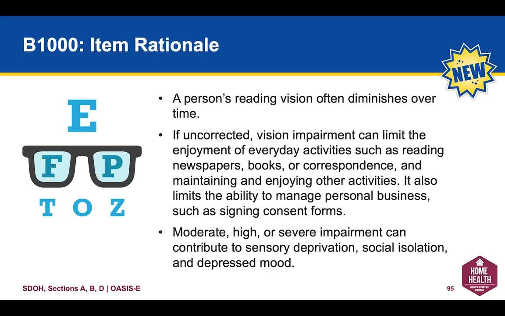The rationale for collecting this information is that a person's reading vision often diminishes over time. If left uncorrected, vision impairment can limit everyday activities that the patient normally would like, reading newspapers, books, correspondence, or even participation in activities. It can also limit the ability to manage personal business and sign forms. Moderate, high, or severe vision impairment can contribute to sensory deprivation, social isolation, and depressed moods.